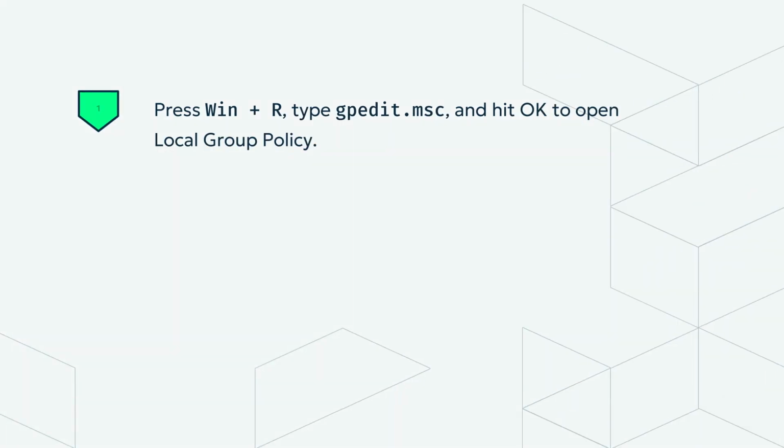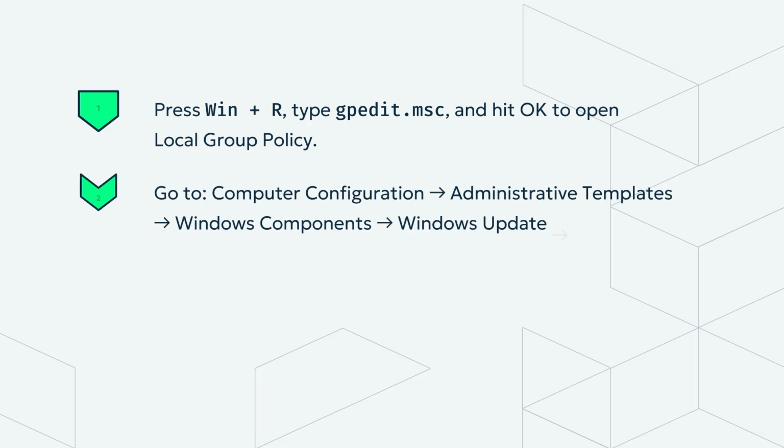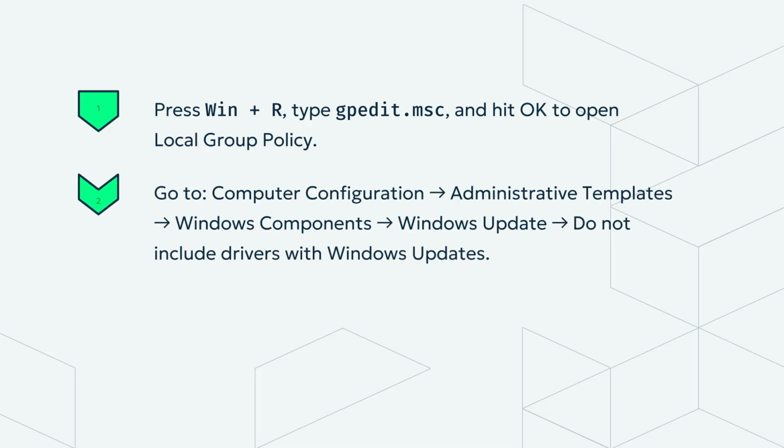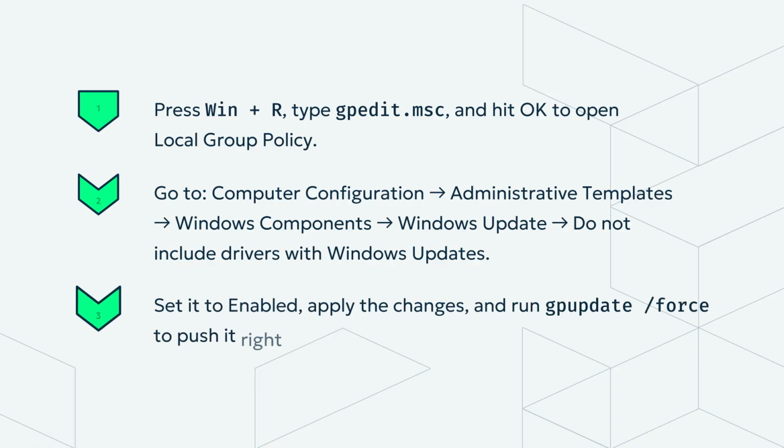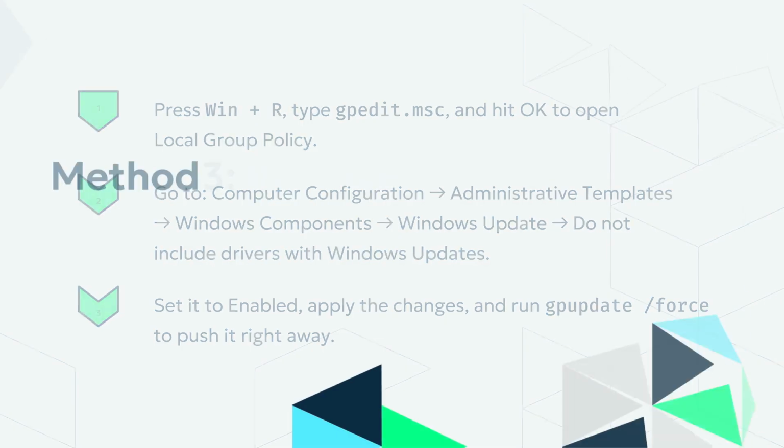For this method, press Win+R, type gpedit.msc, and hit OK to open local group policy. Go to Computer Configuration, Administrative Templates, Windows Components, Windows Update. Do not include drivers with Windows updates. Set it to Enabled, apply the changes, and run gpupdate /force to push it right away.